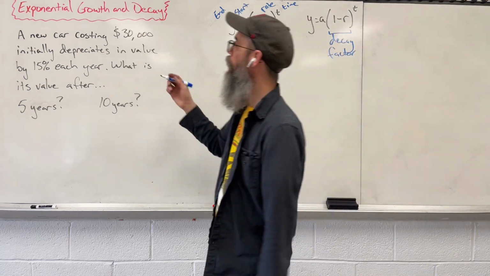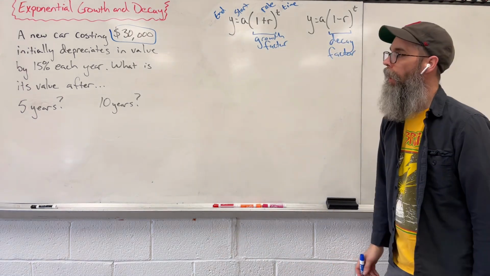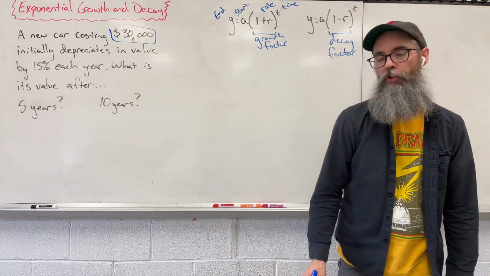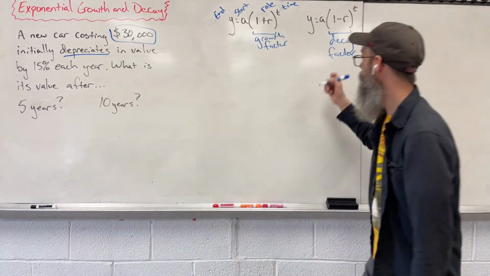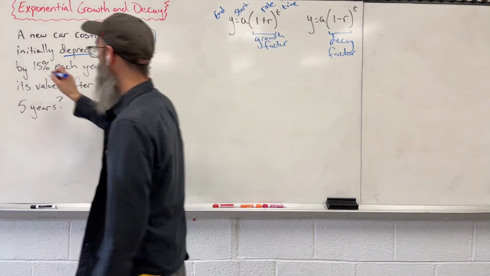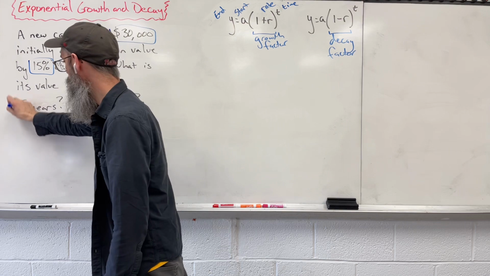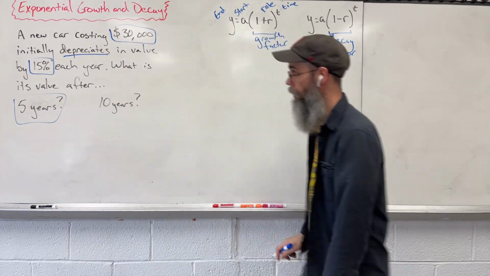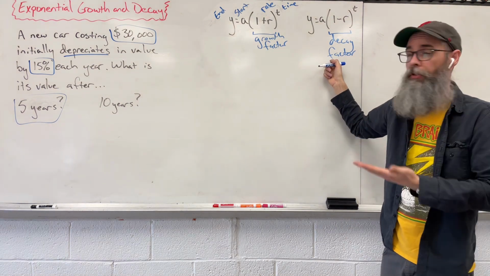So a new car costing $30,000. There's our starting point. Okay, it initially depreciates. The word depreciates means goes down. So that automatically tells us we've got a decay problem. How much does it go down? It goes down by 15% each year. And what's that value after 5 years? So we have our formula, depreciates, uses decay, and we have our numbers that we need to plug in.